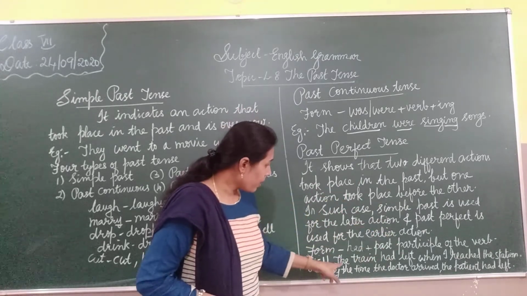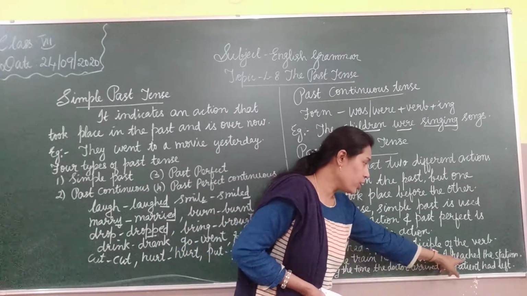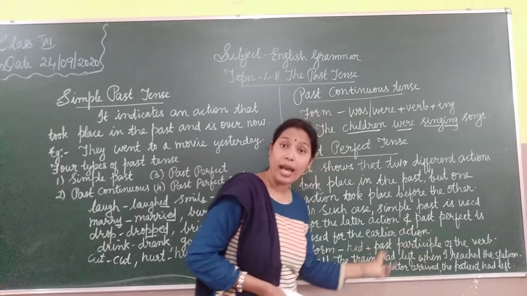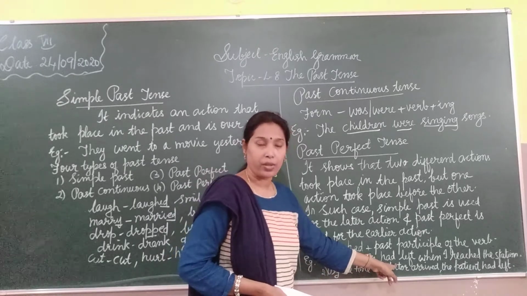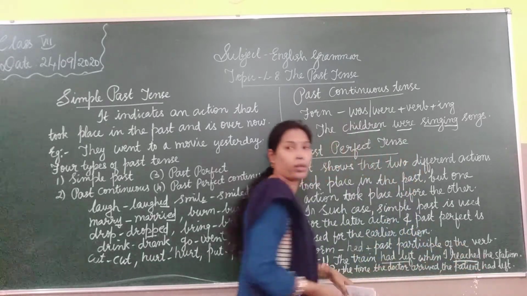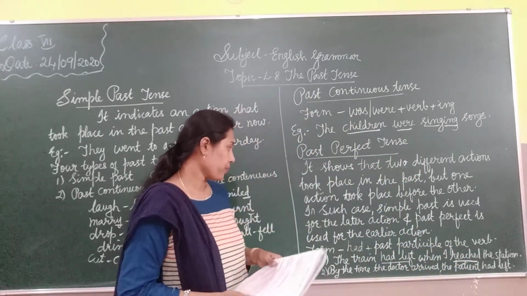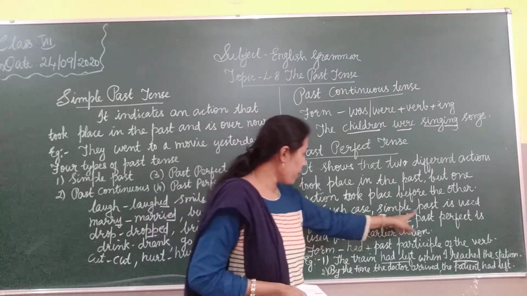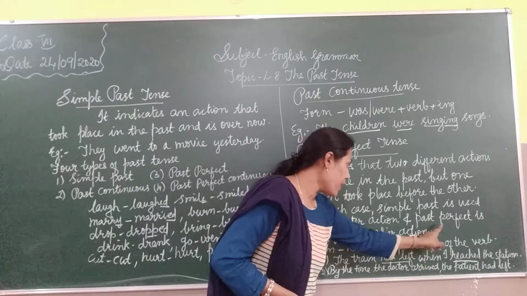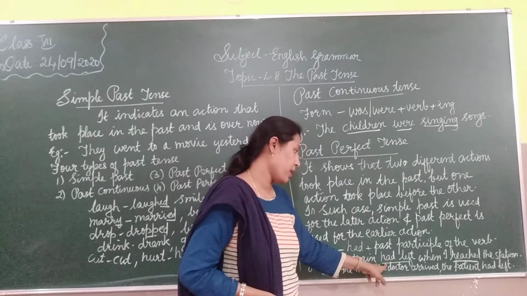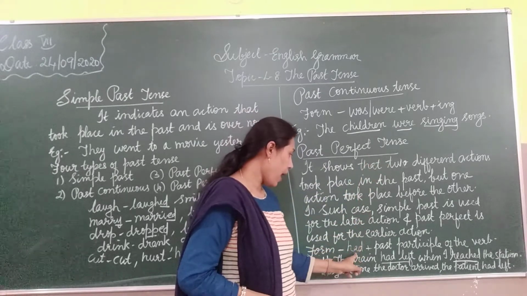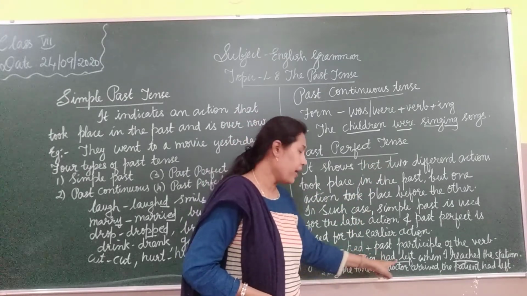Okay, see the example. The train had left when I reached the station. The train had left before I reached the station. What happened already? The train had left. So we have to use had left, and here only simple past tense is used for the later action. For the later action we have to use simple past, and past perfect is used for the earlier action. That is why we have to use had left. The form of past perfect tense is had plus past participle: had left.